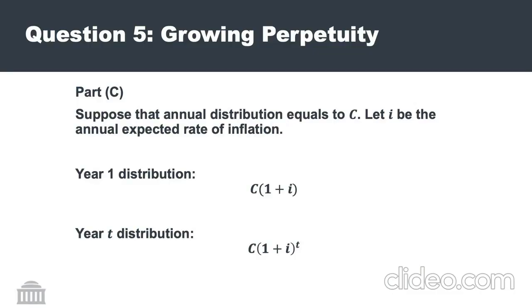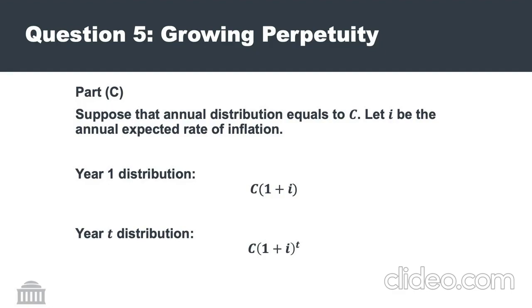Suppose that the annual distribution from the fund equals C dollars. Let's denote by I the annual rate of inflation. Future distributions from the fund need to grow at the same rate as inflation to guarantee their purchasing power. In year 1, for example, distribution should equal C times 1 plus I. More generally, in year T, the distribution amount would equal C times 1 plus I raised to the power T. For example, in year 2, the distribution amount will be C times 1 plus I raised to the power 2.